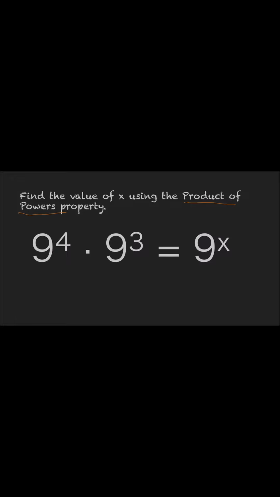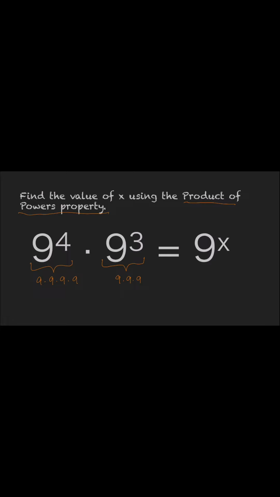Now to solve this equation, we are going to have to use the product of powers property. To explain what this is, I'm going to first write out this 9 to the 4th power, and then I'll write out this 9 to the 3rd power. To write out the 9 to the 4th power, we can simply rewrite it as 9 times 9 times 9 times 9, because we are multiplying 9 by itself 4 times. And to write out this 9 to the 3rd power, we can rewrite it as 9 times 9 times 9, because we're multiplying the 9 by itself 3 times.